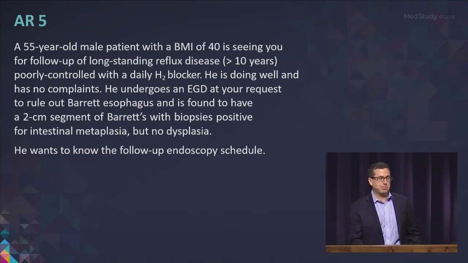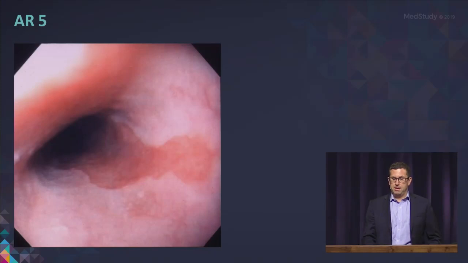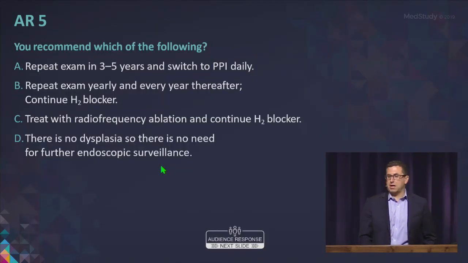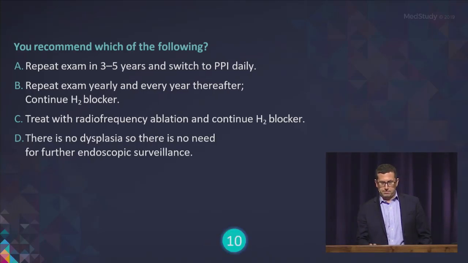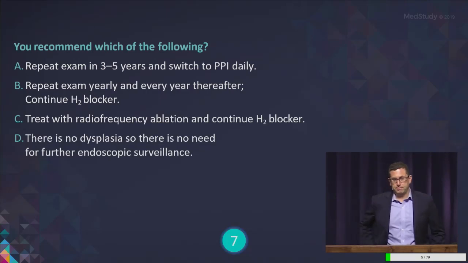So Barrett's is pretty common, so you're probably going to see a lot of these patients in your clinic. This is just a picture of the salmon-colored mucosa that's typical of Barrett's. This is the lower esophagus here, and you can see this extending upwards. So you recommend which of the following? Repeat exam in 3 to 5 years and switch to PPI, repeat exam yearly and continue H2 blocker, treat with RFA and continue H2 blocker, or there's no dysplasia, so we really don't need to do anything. Give you a little time to answer that one.